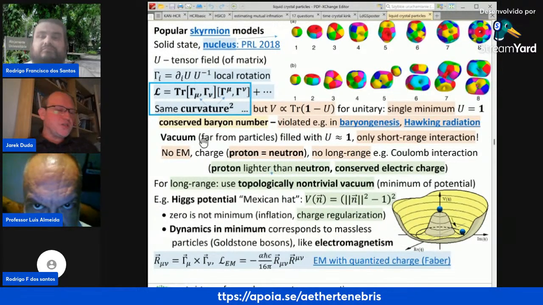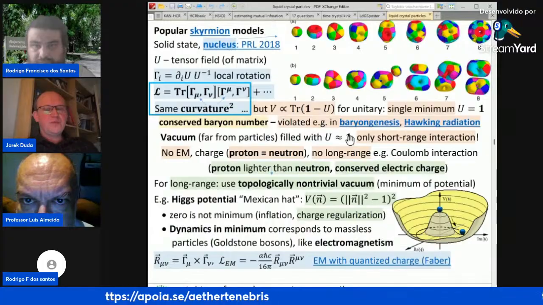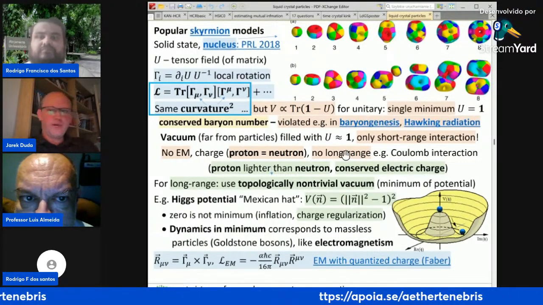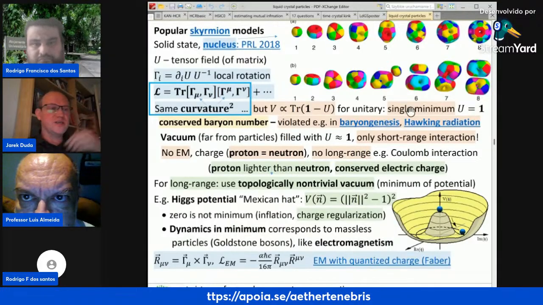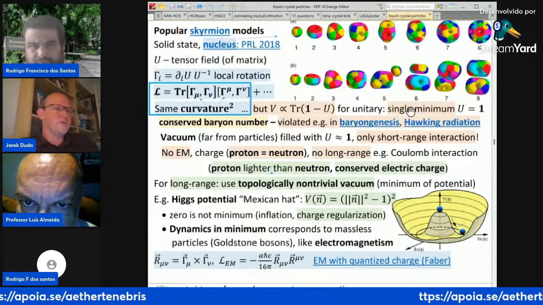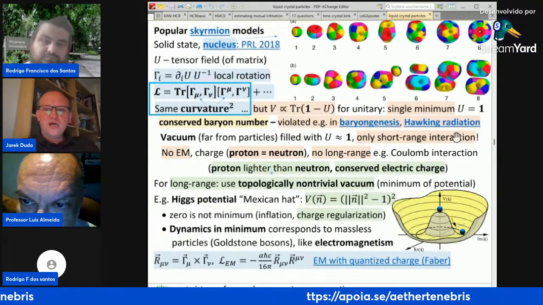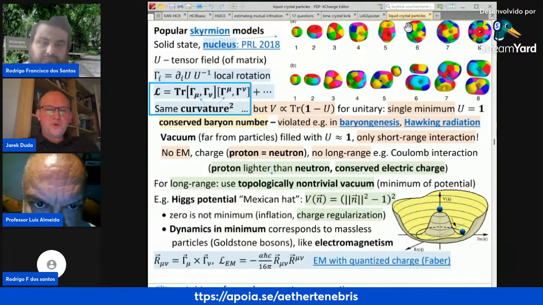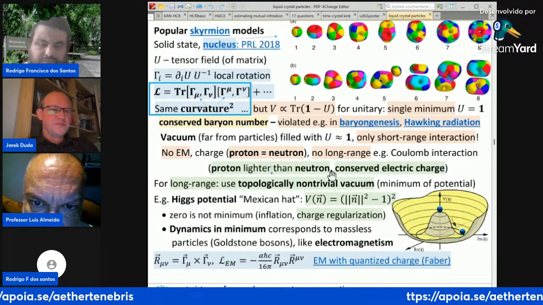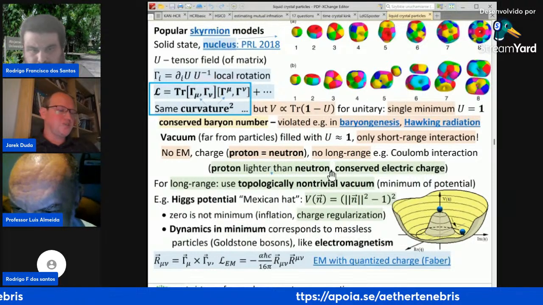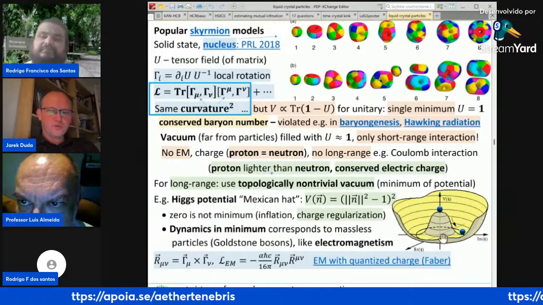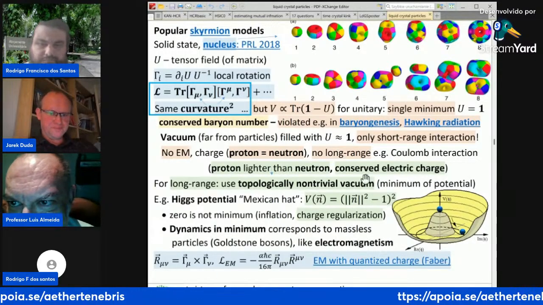Baryon number cannot be conserved in this model, but it is believed to be conserved both in baryogenesis after the Big Bang, where more baryons than antibaryons were created, and in Hawking radiation, where we can take baryons, feed a black hole, and it will radiate without baryons, massless radiation. So there are many people working on that, but I think there are many arguments against it, and it doesn't have electromagnetism. So I think a much better interpretation is topological charge as quantized electric charge. And to get the long-range interaction, we need this Higgs-like potential.